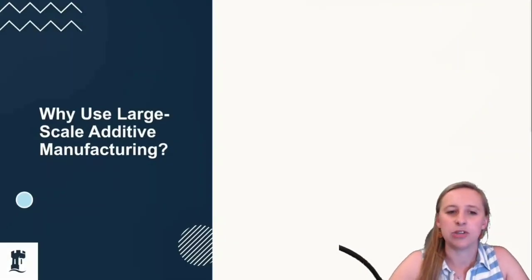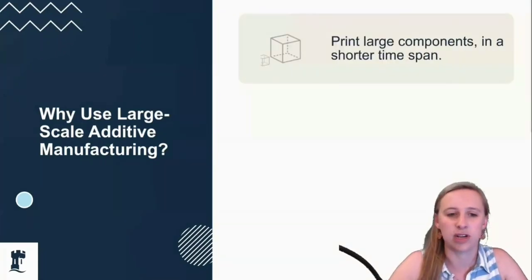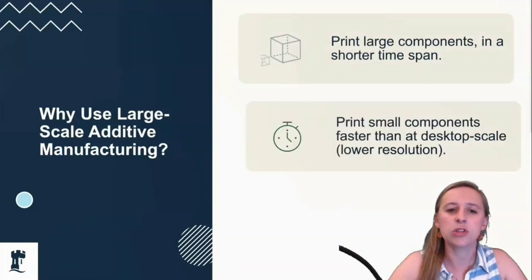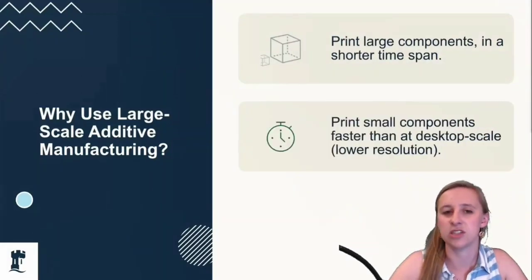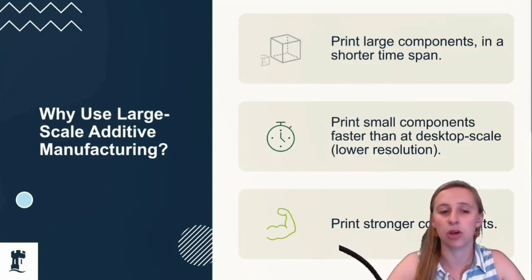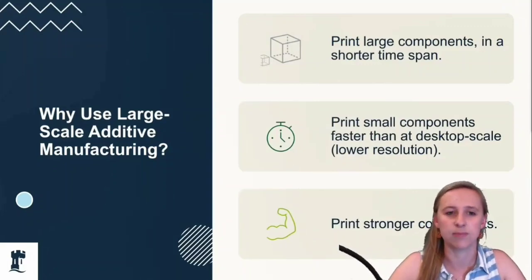There's a general desire by industry to adopt fused filament fabrication for the production of larger components, but both the production speed and part size are currently limitations. Large-scale systems allow us to print larger things much faster in a shorter time span, but we can also print smaller components faster than we can at desktop, albeit at a lower resolution. And finally, we can also print much stronger components due to the bonding between layers.